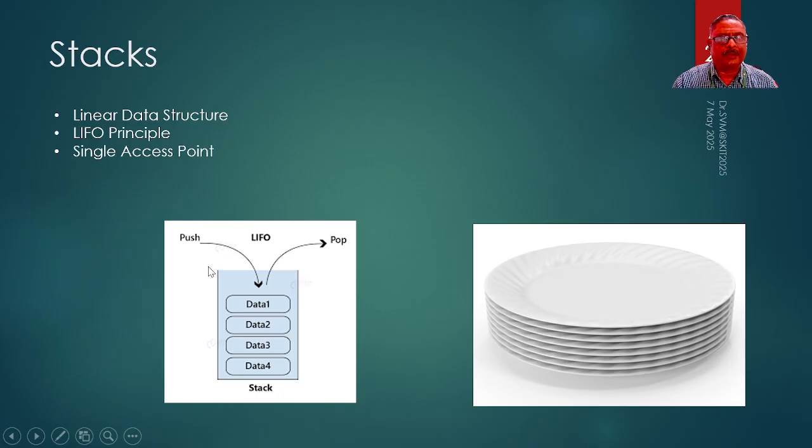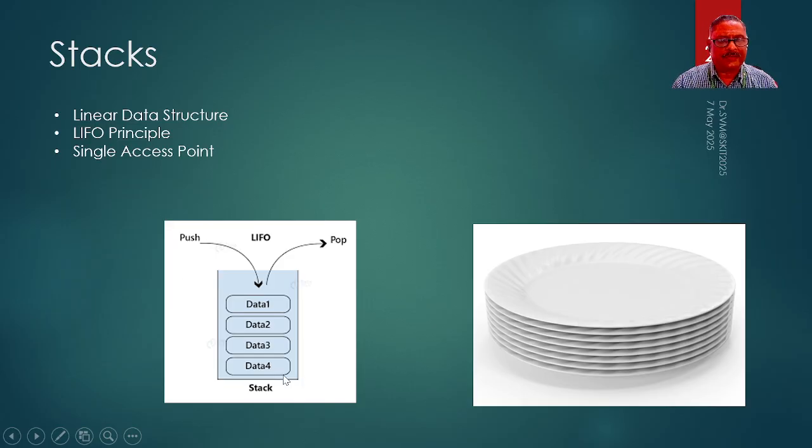Adding data to the stack is called push, and taking data from the stack is called pop. Here, if you look at this, data 4 was pushed first. After that, data 3 is pushed, after that data 2, and finally data 1 was pushed. So data 4 has come in first, then data 3, then data 2, then data 1. And if I want to take out the data, then data 1 will come out first, then 2, then 3, then data 4.